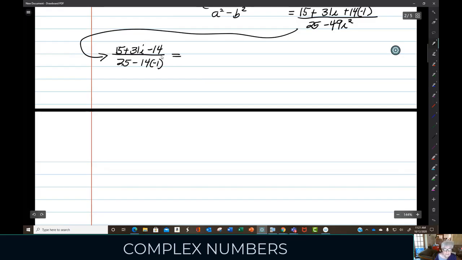Well, 15 minus 14, those are both real numbers, so I can combine them. 15 minus 14 is 1. Plus 31i over 25 plus 14, and that'll be 1 plus 31i over 39.